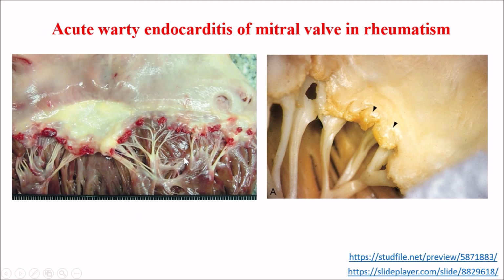These slides illustrate the pathomorphology of the valves of the heart during acute warty endocarditis. This is the mitral valve of the heart. Here we see the formation of thrombi that resemble warts. There are also these structures on the valvular endocarditis, another name for these structures is vegetations. You can call them vegetations.